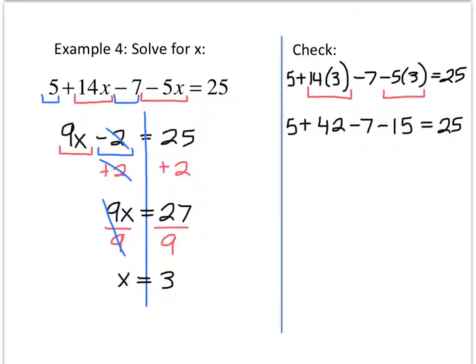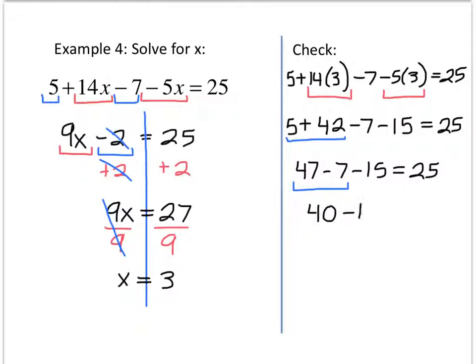Now I'm just going to go left to right, following the order of operations. So first, 5 plus 42 is going to give me 47 minus 7 minus 15 equals 25. Still going to go left to right because all I have now is addition and subtraction. So 47 minus 7 gives me 40 minus 15, which is 25. And I can confirm that 40 minus 15 is 25, so we know that we did this correctly.